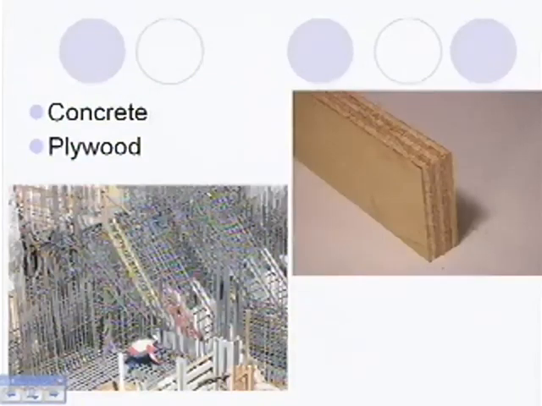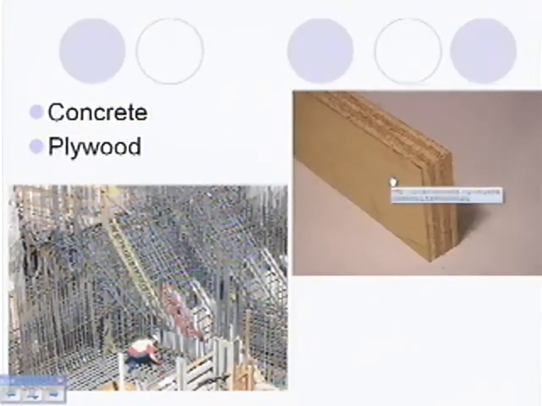Concrete and plywood are also composites. Concrete or reinforced concrete has rebar that runs through it, and then the concrete is poured over the rebar and sets, much like the clay and straw bricks. The reinforced concrete uses the concrete for its compressive strength and the steel for its tensile strength, and as a result, the reinforced concrete has the best properties of both materials.